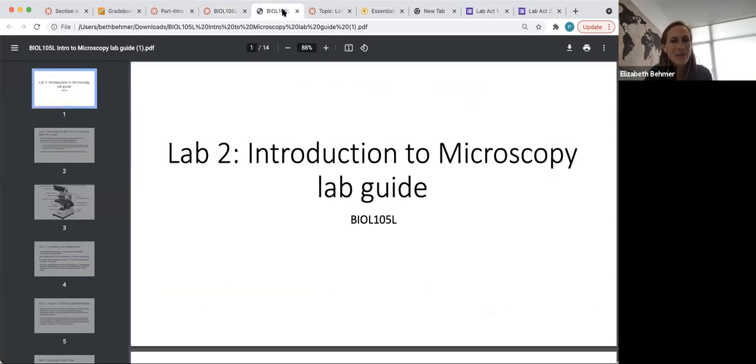Okay, so this is the lab guide to the introduction to microscopy, which is the use of microscopes. I'm just going to go back and forth here.